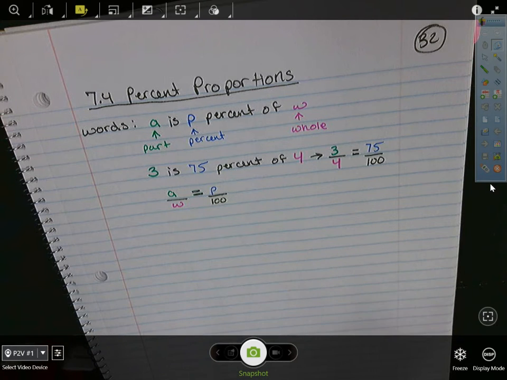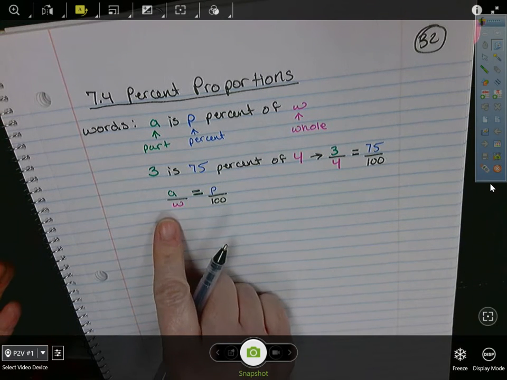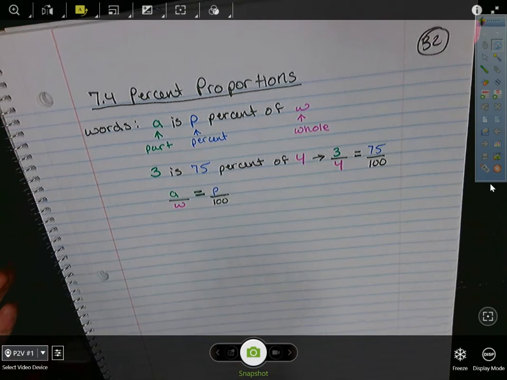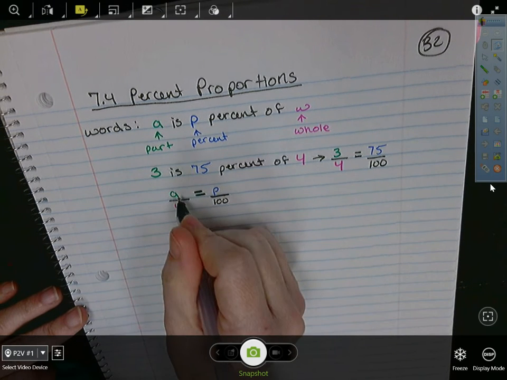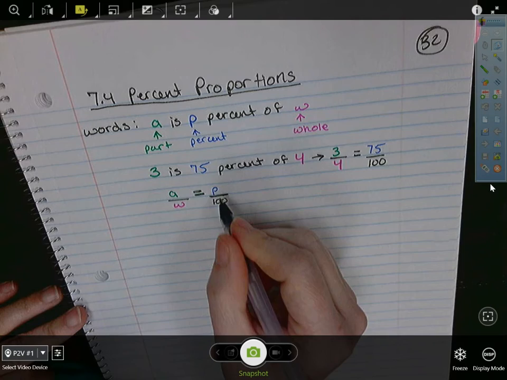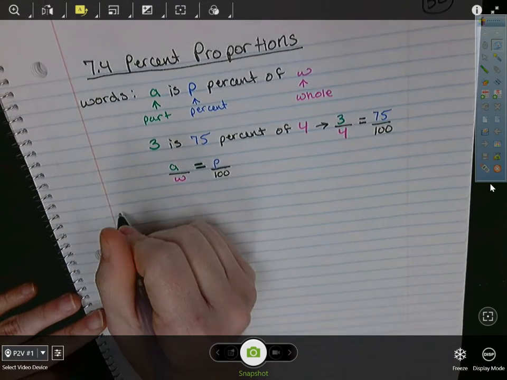All right, so what we're going to do is whenever we're given a problem, we're going to fill in for these parts, and we are going to solve it for the unknown. Okay, so remember, A is your part, W is your whole, and P is your percent. Okay, so examples.